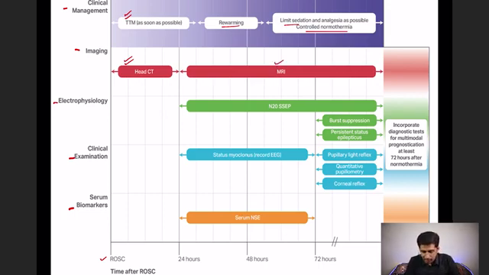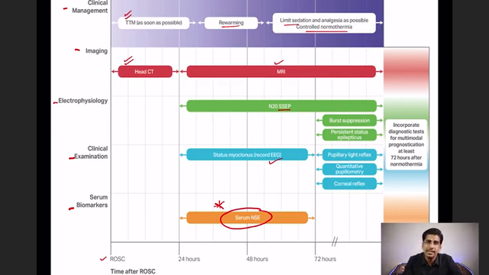Coming on to the electrophysiology. The electrophysiology mentioned is SSEP, that is somatosensory evoked potential, after 24 hours. Clinical examination. The mention is that EEG is used for clinical examination beyond 24 hours. And then the serum biomarker, which is very, very important clinically and for your medical examination.